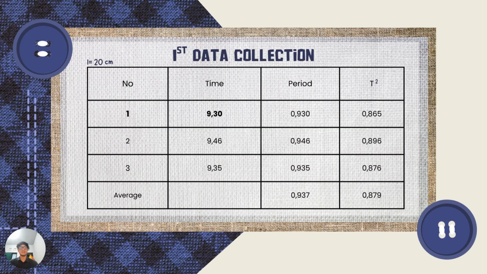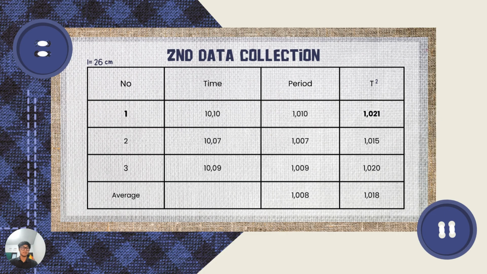This is our first data collection. With a length of 20 centimeters, the highest time is the second trial, at 9.46 seconds, with a period of 0.946 and a period squared of 0.896. The average period is 0.937 and the average T squared is 0.879.